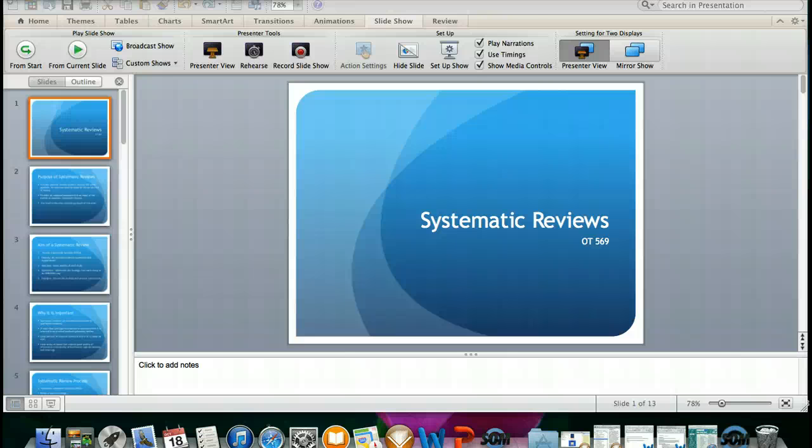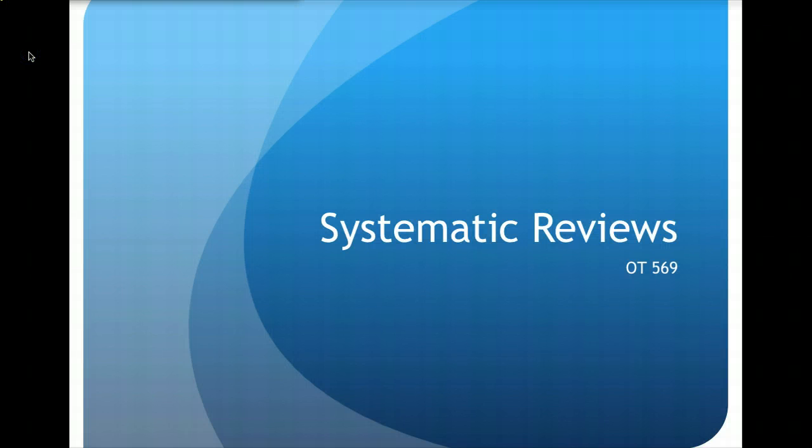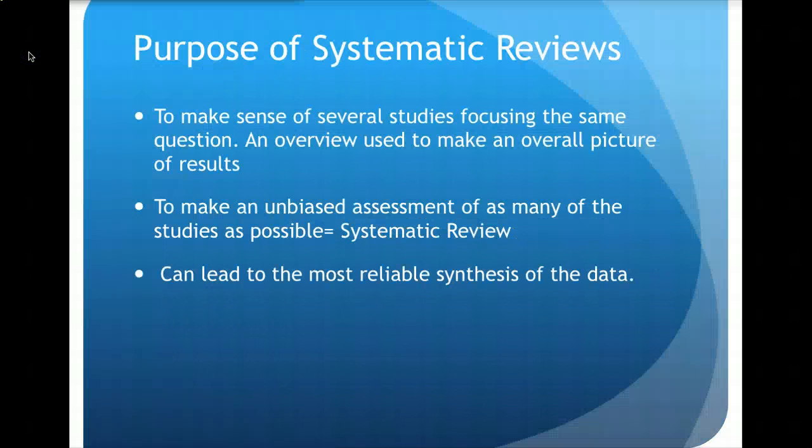So as we continue our learning process of critically appraising different types of research articles, the next on our list to look at is systematic reviews. So let's talk about systematic reviews.